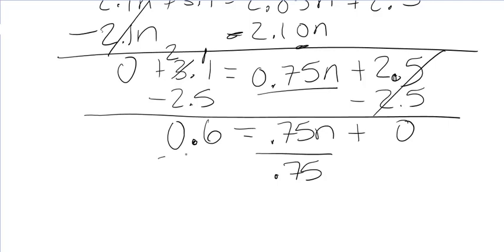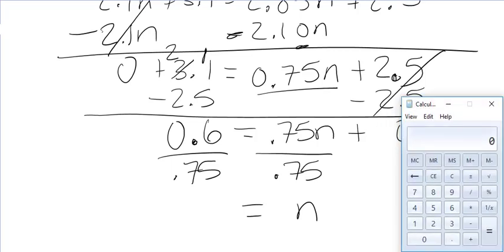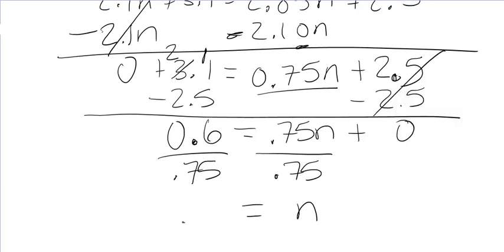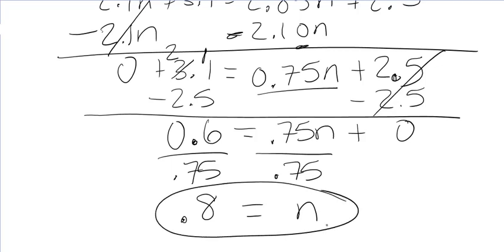So here we are. So we have n by itself because 0.75 divided by 0.75 just becomes n, or 1n. Now we have 0.6 divided by 0.75. So let's just get up our calculator here and do this real quick. So we have 0.6 divided by 0.75, which is equal to 0.8. So we will just write 0.8. And this is our final solution.